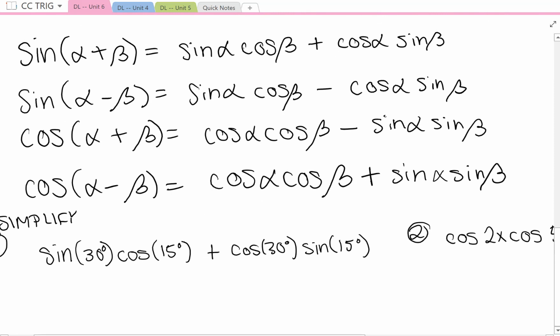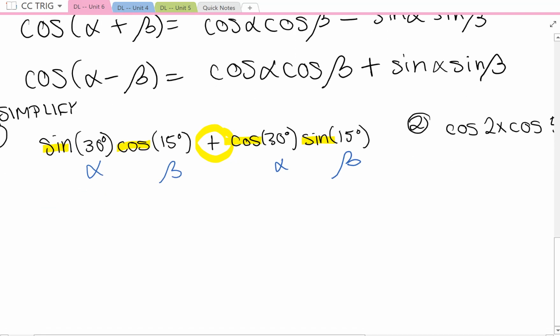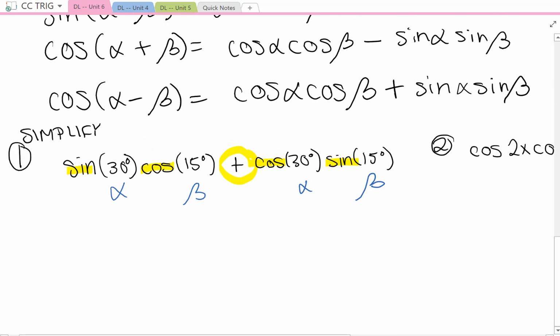This is a weird looking expression, but it looks similar to one of the ones above. So let's see which one is it. You have sine, cosine, cosine, sine, and a plus in between. So where do we see that up above? Sine, cosine, cosine, sine, and a plus in between. The formula we just proved. So let's go ahead and decide an alpha and beta. So alpha is what I'll call the first angle. Beta is what I'll call the second. If you decided that 15 degrees was alpha and 30 degrees was beta, you would still get the correct answer. Okay?